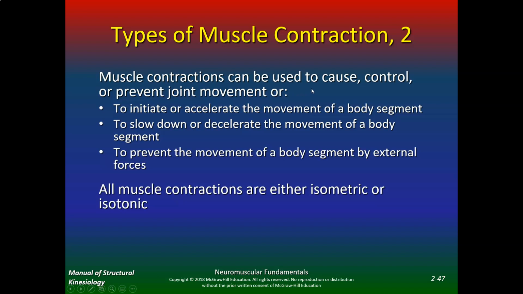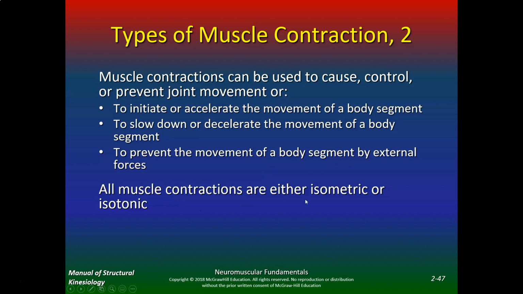So let's look at this. Muscle contraction can be used to cause, control, or prevent joint movement: to initiate or accelerate the movement of a body segment, to slow down or decelerate the movement of a body segment, and to prevent the movement of a body segment by external forces. So that's why we can have muscle contraction. When you do a plank, you're not really contracting. You are preventing the movement of a body segment by external forces. Are you slowing down, decelerating, or initiating or accelerating the movement? You're probably preventing the movement of a body segment.